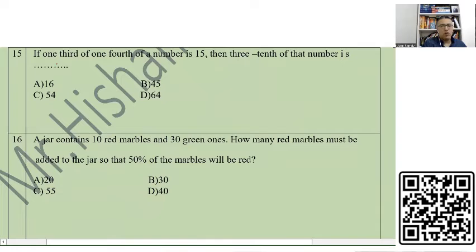If 1/3 of 1/4 of a number is equal to 15, then 3/10 of that number is what? Again, 1/3 of 1/4 of a number is equal to 15. So what is the number here? I can say that 1/12 of x is equal to 15.